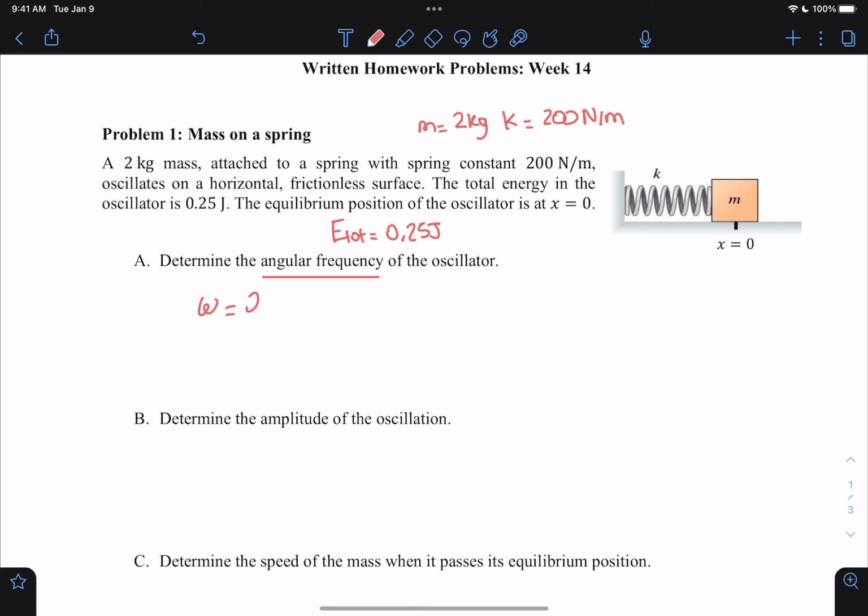That's 2 pi f. F is frequency, and that's the same as 2 pi over period, which is T. So remember, frequency is how many cycles we're going through per second, and period is the number of seconds it takes us to cover one cycle. So frequency is the number of cycles per second.